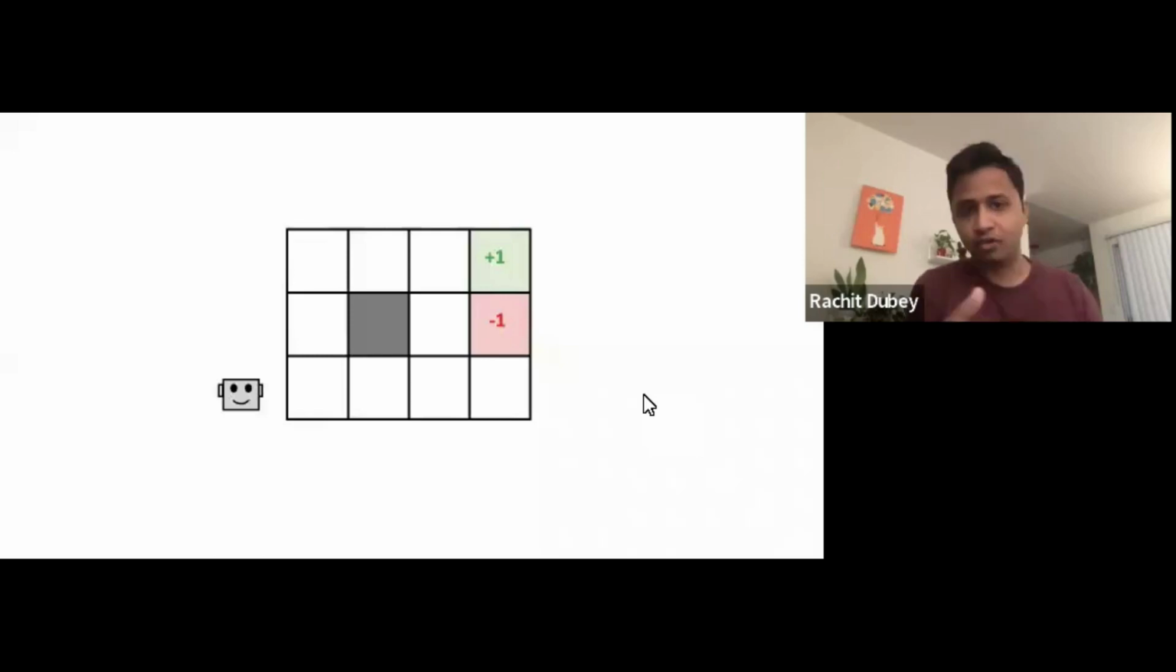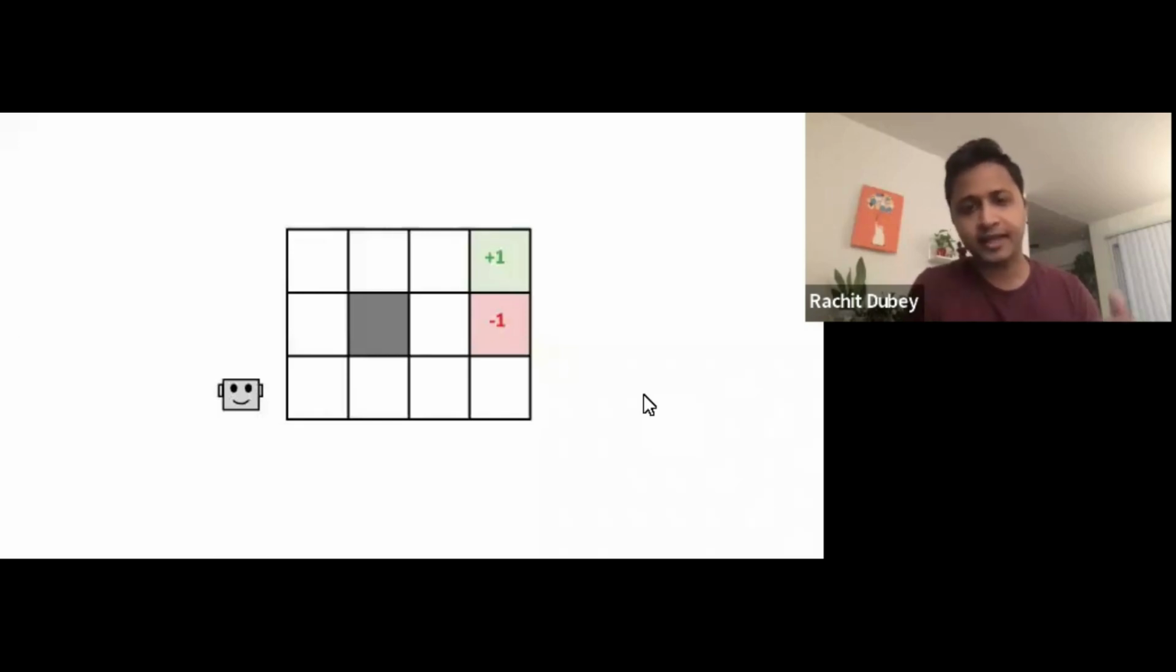So consider this robot or agent in this very simple grid world, where the box in green provides a reward of +1, and the red box provides a reward of -1. Now the agent can take 4 actions: up, down, right, and left. With 90% probability, it moves in the direction of the intended action, and with 10% probability, it moves randomly in the other 3 directions. Now, the goal of the agent is to maximize the cumulative rewards it accumulates in its lifetime.